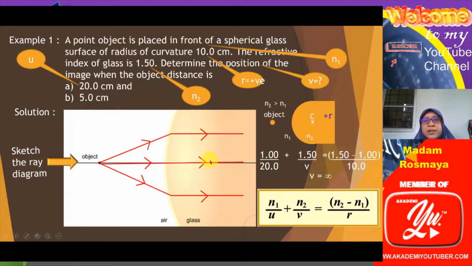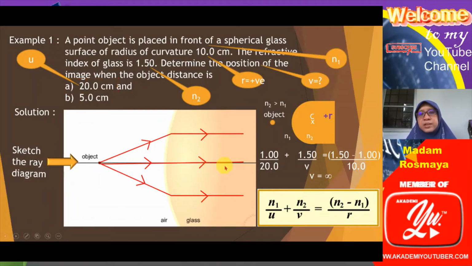The refracted rays are parallel to each other to show that the image is formed at infinity. So this is how to sketch the ray diagram for an image at infinity. The rays must be parallel to each other after they have passed through the second medium, which is the denser medium.